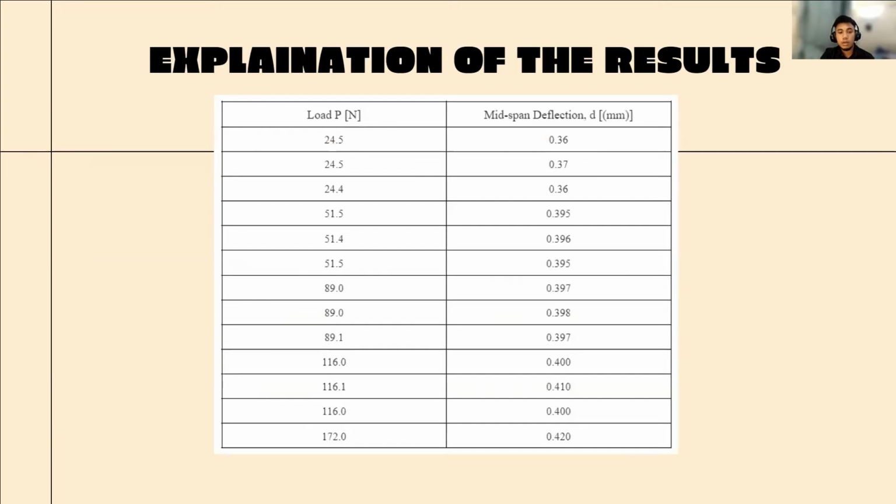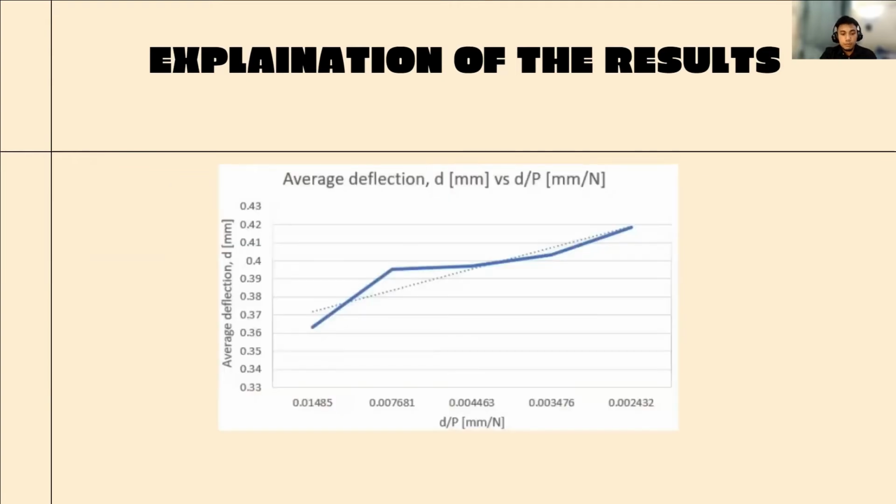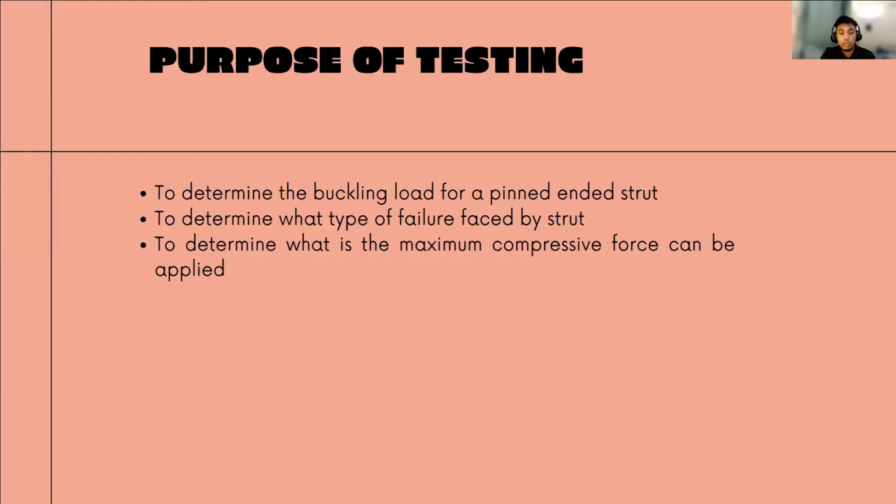As you can see on the table, when the load applied increases, the deflection value also increases. Same as here, when the average load value increases, the average deflection value also increases. And then we need to find the value of D divided by load. As you can see, the trend of the graph also proves that when the average deflection increases, the value of D over P also increases.